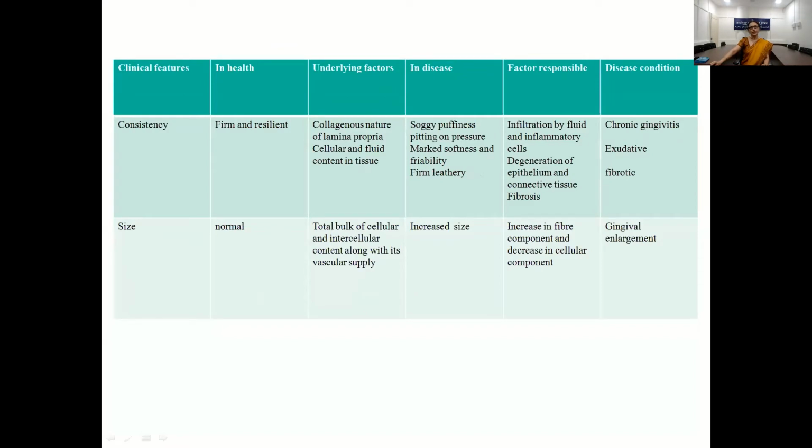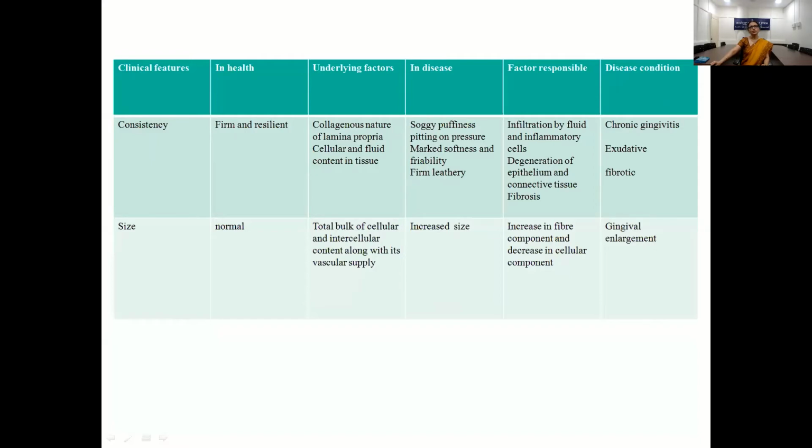Normally, in healthy gingiva, the consistency is firm and resilient. In chronic gingivitis, it changes to a soggy and puffy consistency. There is pitting on pressure. There is marked softness and friability when the gingiva is exudative, which is due to infiltration by fluid and inflammatory cells. Sometimes the gingiva is fibrotic in nature, which is due to fibrosis, and at that time the consistency is firm and leathery.